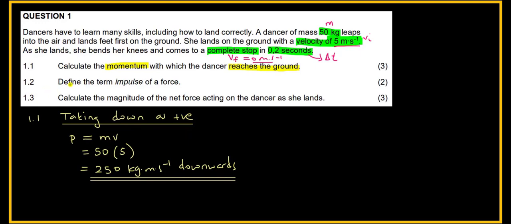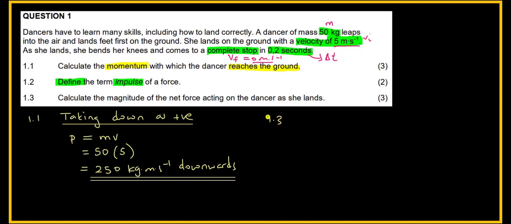The second question is saying define impulse. So we know impulse is the product of net force and the time for which the net force acts on the object.